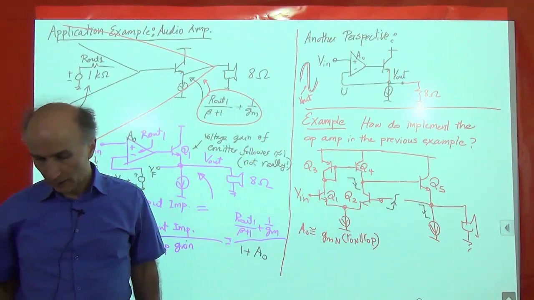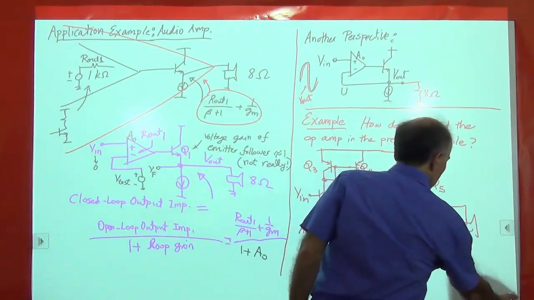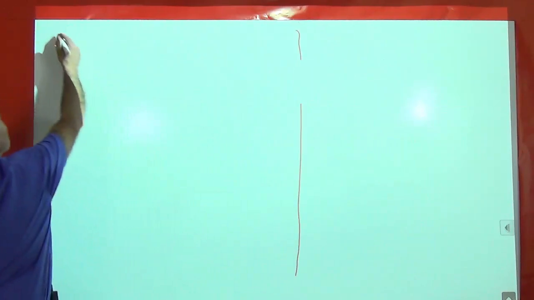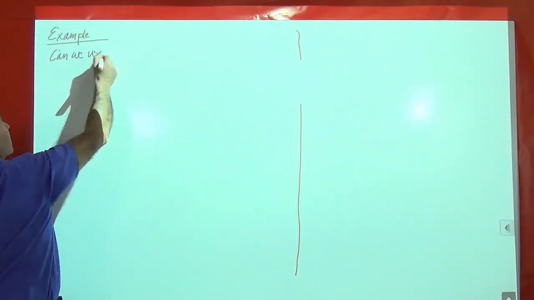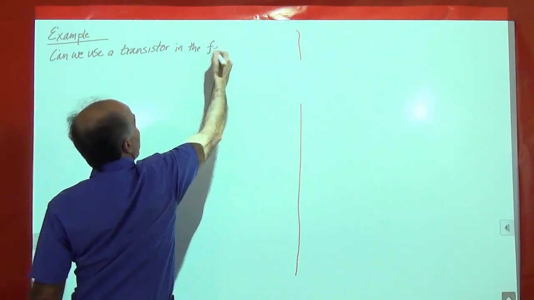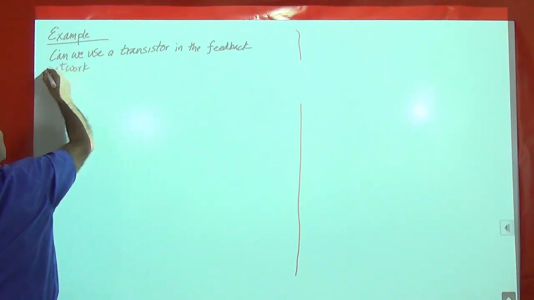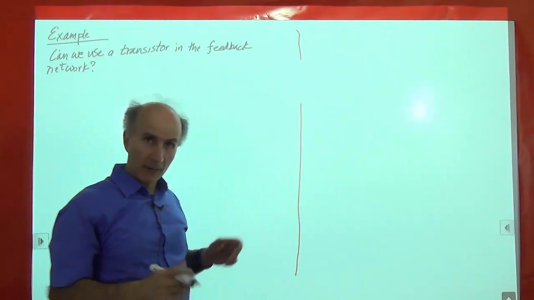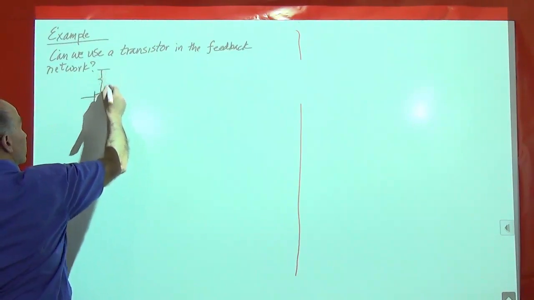Okay, very well. Let's talk about another example. So let's go to slide number 6 here. Can we use a transistor in the feedback network? Now, we saw one example of this a couple of lectures ago, where we were bringing a current back to the input, and I used a transistor. But let's look at some other example in the context of voltage feedback. All right, okay, so let's build a little amplifier first. Here's our little amplifier.